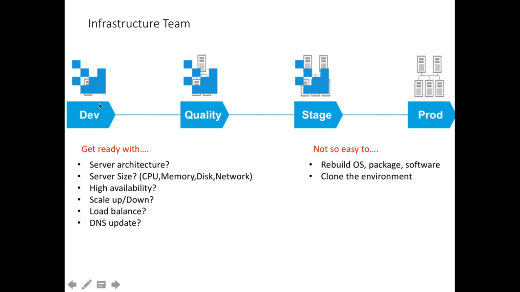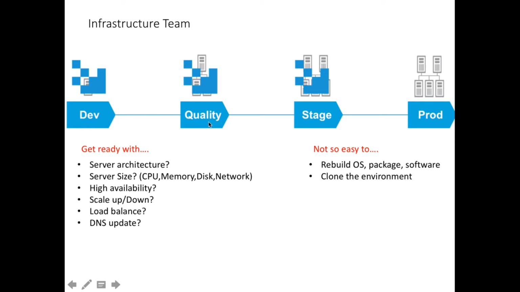Typically all the environments will have different kinds of architecture. For example, for development, most companies don't keep high-end servers. They don't need high availability servers or DR solutions for that. But for production protection, they may need high availability and disaster recovery.